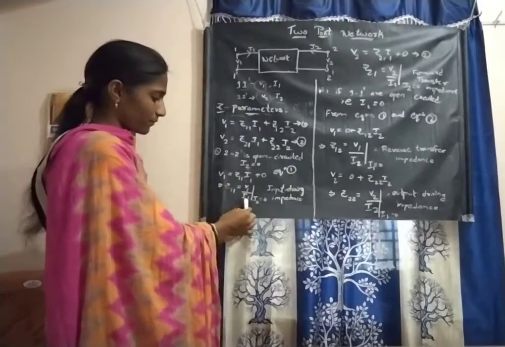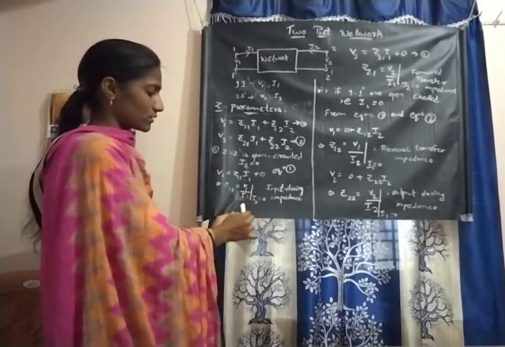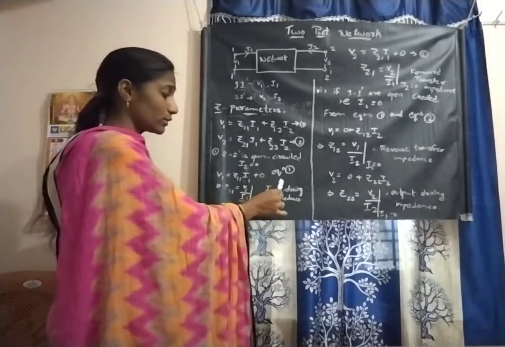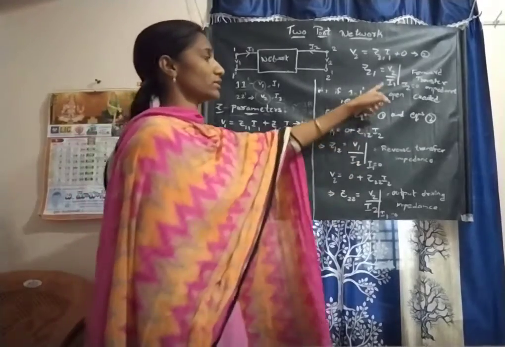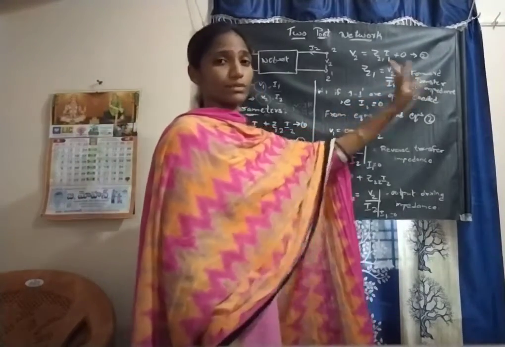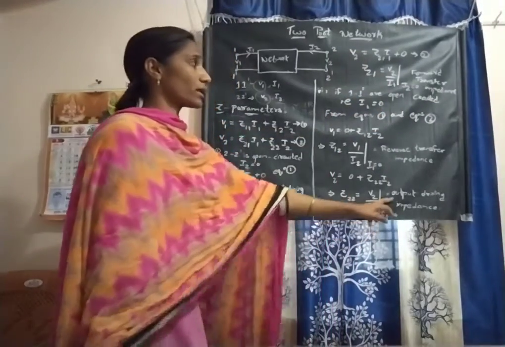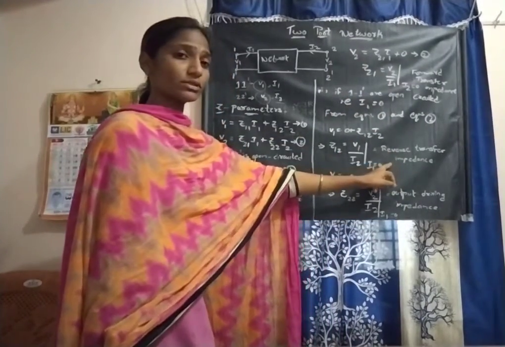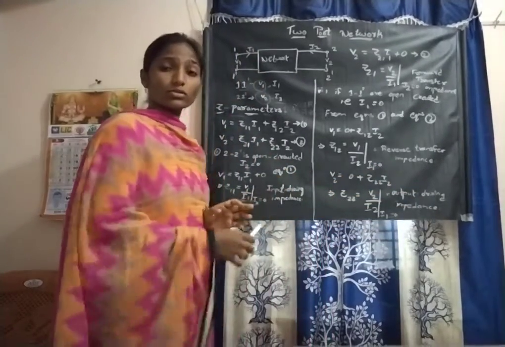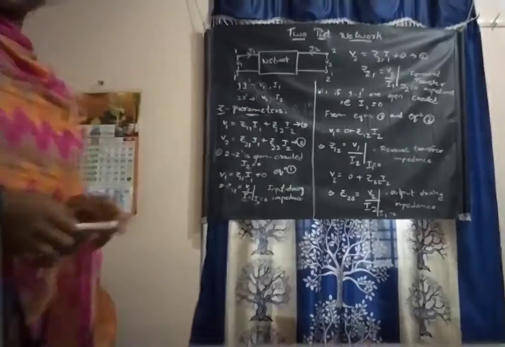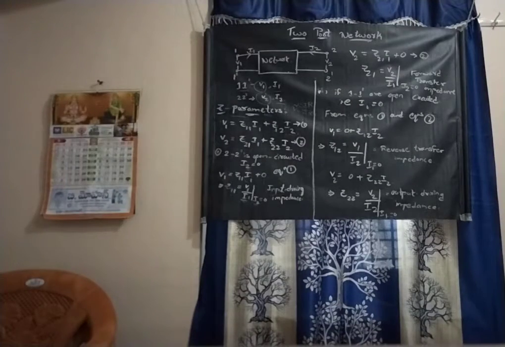See here, as I1 is present and I2 is absent, it shows the input, so it is named the input driving impedance. In the presence of I1, we get the forward transfer impedance. In the presence of I2, we get the reverse transfer impedance, and also the output driving impedance. So this is the complete theory of the two-port network system for Z parameters. Tomorrow we will calculate a problem based on the two-port network system of Z parameters. Thank you.